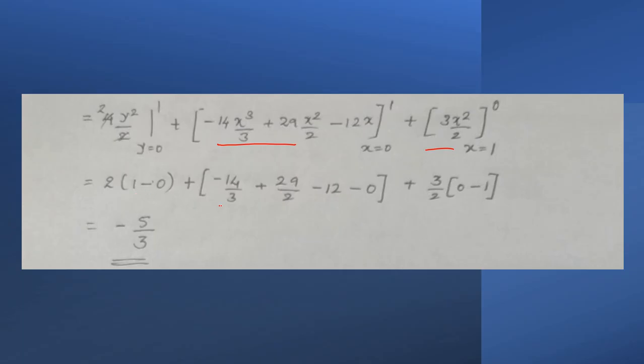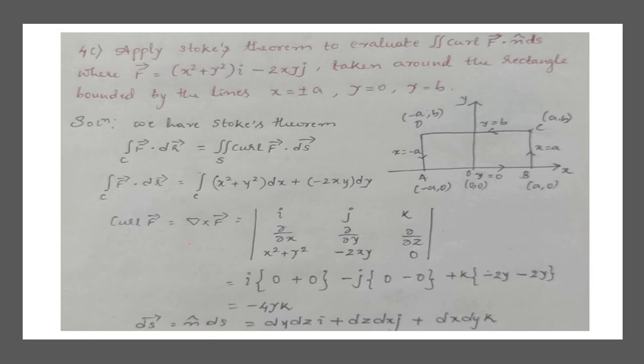This is the value after substitution of intervals of x and limits for x. Then after simplification, I got the value as minus pi by 3. So this verifies Green's theorem. So, moving on to the next problem.